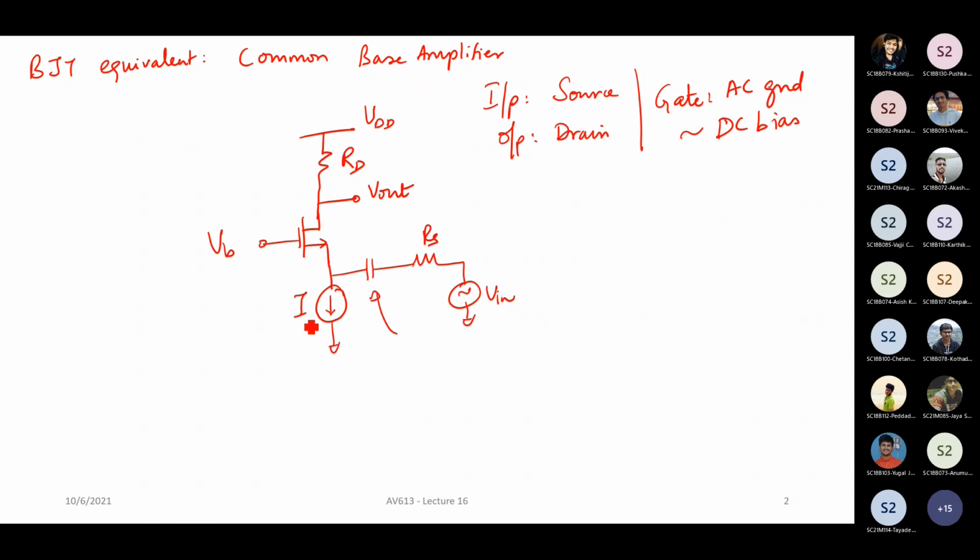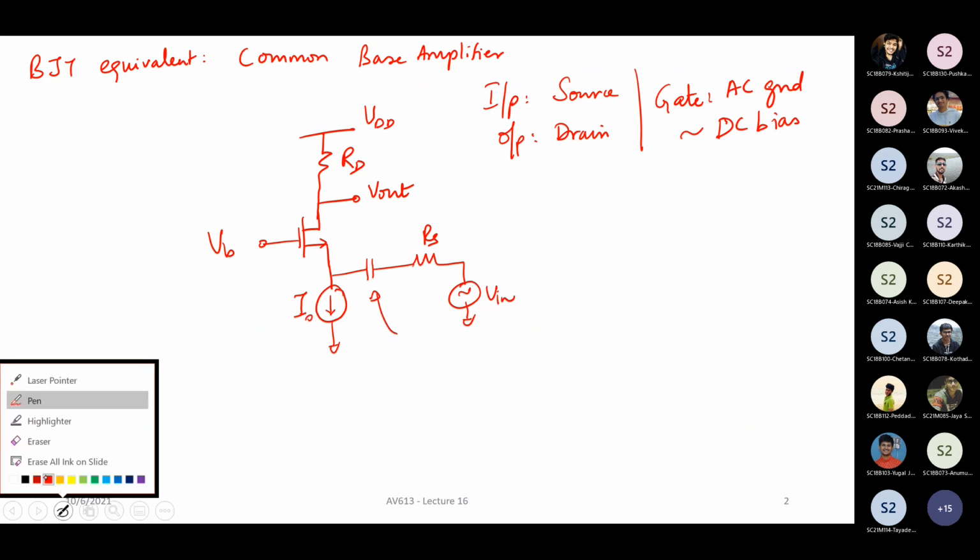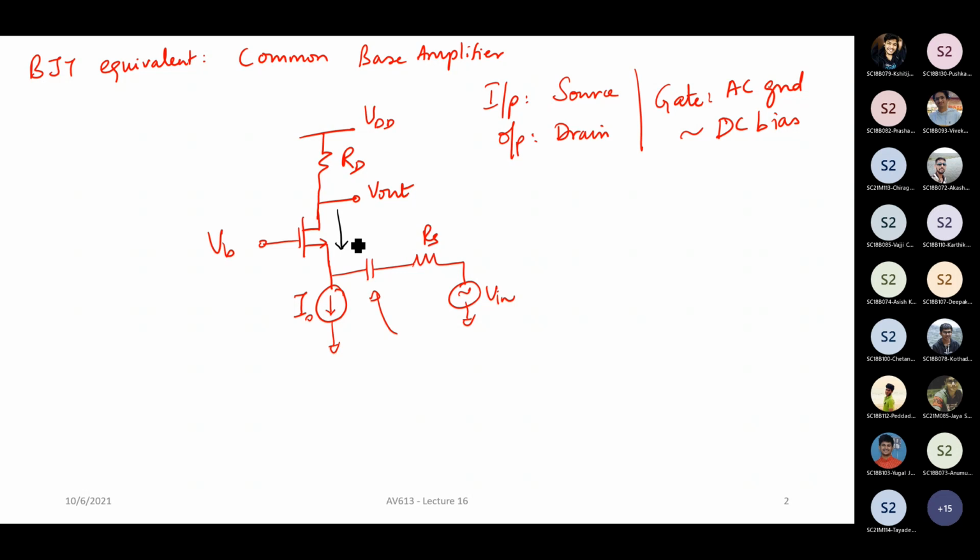The purpose of this current source is that for any transistor to work, the DC current has to flow through the transistor, and the transistor has to be in the saturation region. Now this current will flow through this current source to ground, whereas the small signal or the input signal is AC coupled so that there is no DC going into your input.